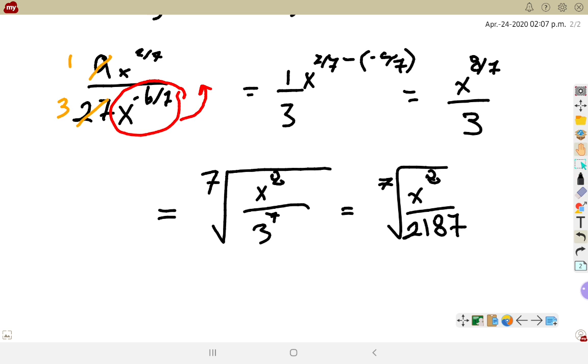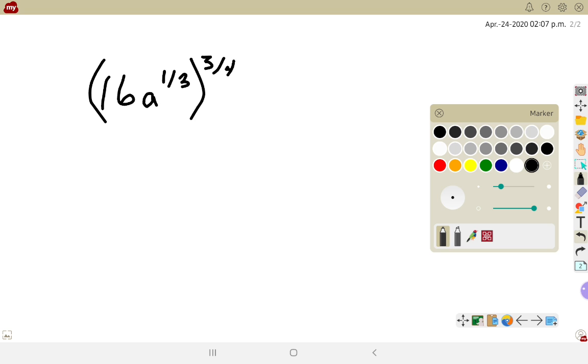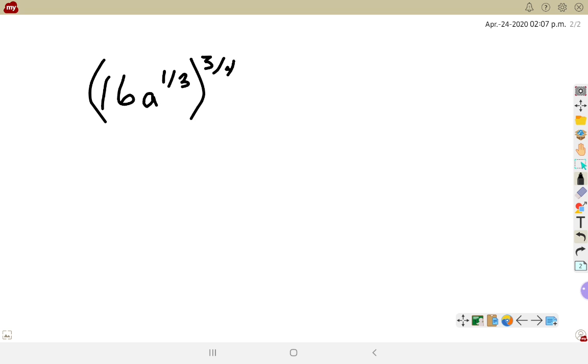Okay, let's do, I got one last one for you. So I got 16 times a with an exponent of 1/3, and then outside the brackets, we've got an exponent of 3/4. With this one, inside the brackets, that exponent of 1/3 is only impacting the a. It's only touching the a. The exponent of 3/4 is going to go onto everything inside the brackets.